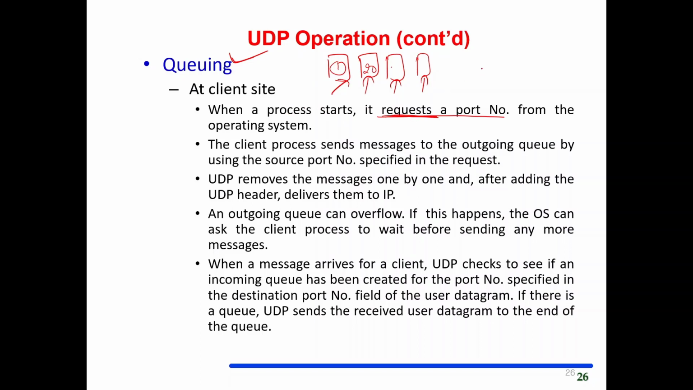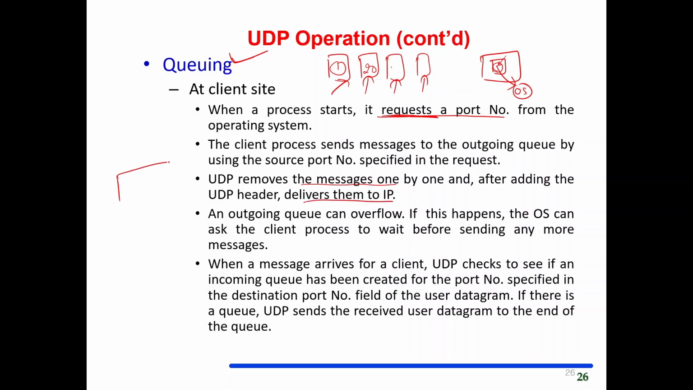Whenever the system wants to send a mail, it will request the operating system to assign a port number for that. The operating system knows what the pre-assigned port number is for sending mail, so it will give that port number. Depending on the port number, whatever service is required will be performed. UDP removes the messages one by one, and after adding the header, delivers them to the IP packet.